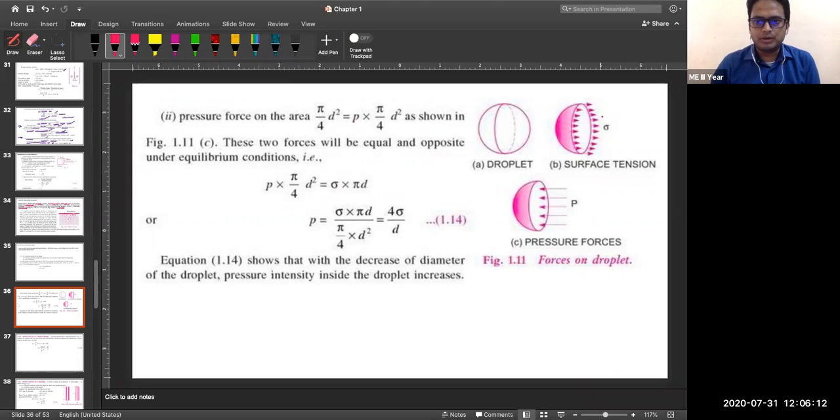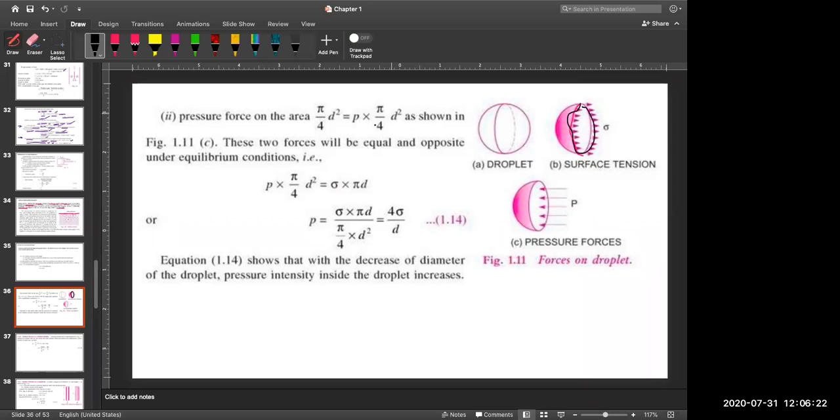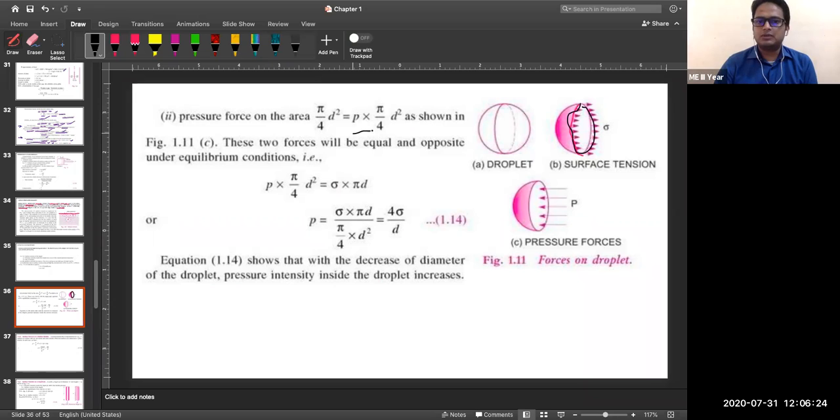The only thing you have to remember is that sigma is acting at the circumference of this semicircle. Okay, so the pressure force will be equal to P into area, pi by 4 into d square, and the force due to the surface tension will be sigma into pi d, only at the circumference, the outer surface. When you equate this, you will get P equals 4 sigma by d. So this you have to keep in your mind. P equals 4 sigma upon d.